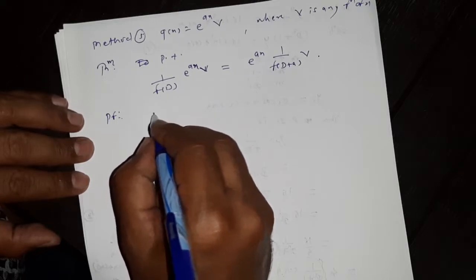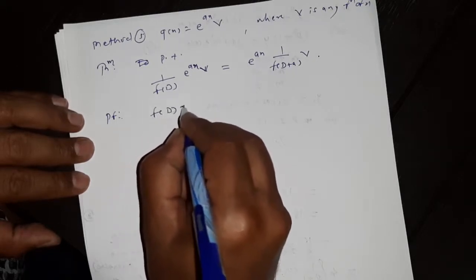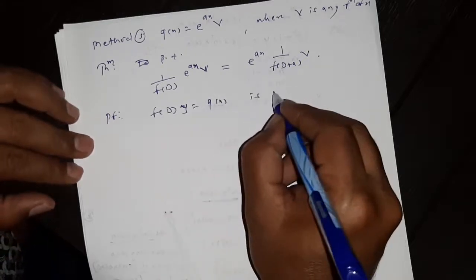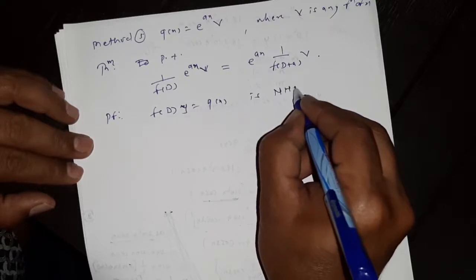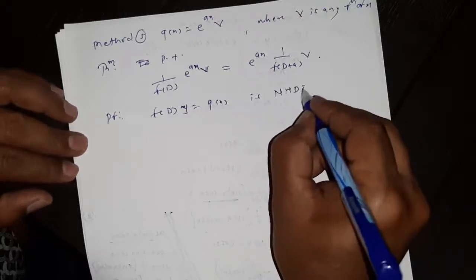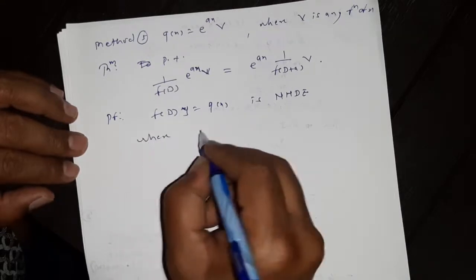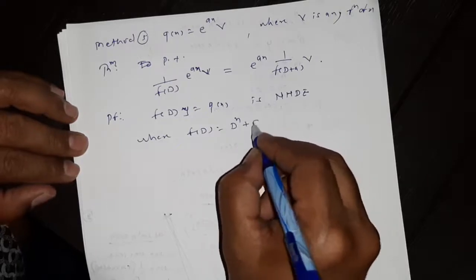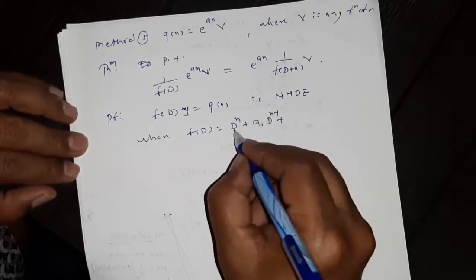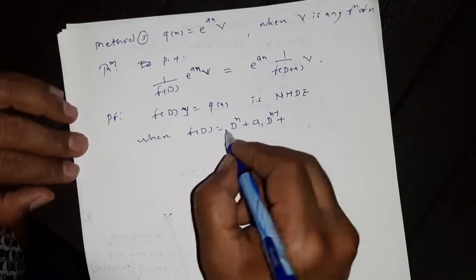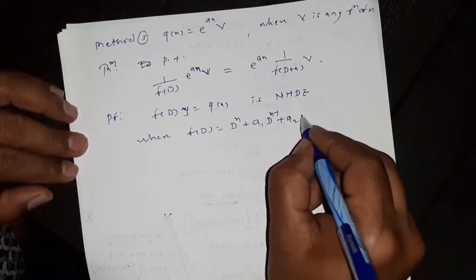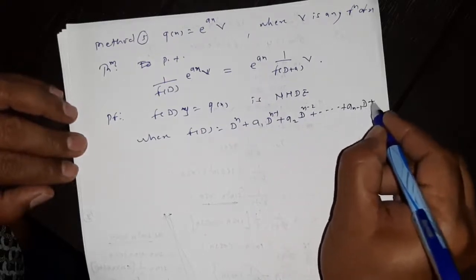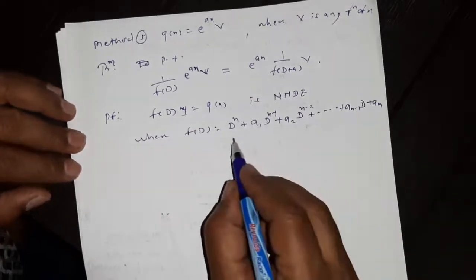So, f of D y is equal to Q x is the given non-homogeneous differential equation, where f of D is what? We know that f of D is D raised to n plus a1 D raised to n minus 1. Write the coefficient of D raised to n as a0 or 1. a2 D raised to n minus 2 and so on, a n minus 1 D plus a n. This is f of D. We know this.